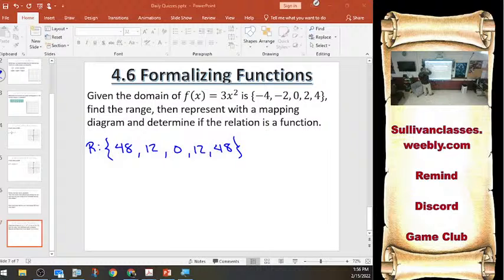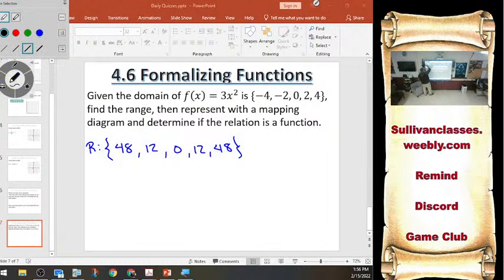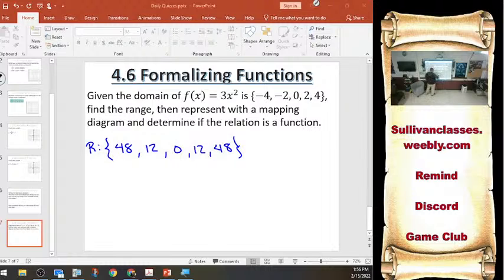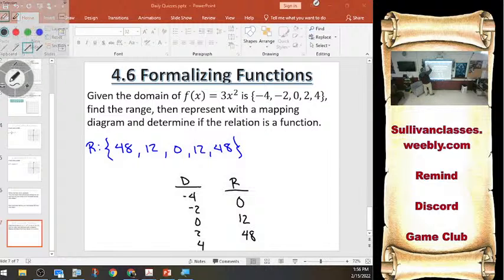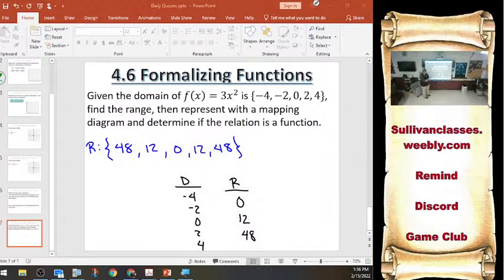Okay, I got my range. Now we're going to get the mapping. The mapping is, here's my domain. Negative 4, negative 2, 0 to 4. Here's my range. It is 0, 12, and 48 only. And then you cycle the trash compactor, right?